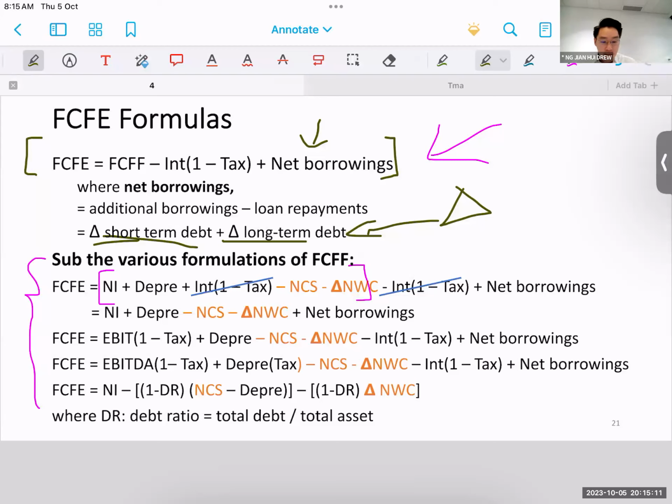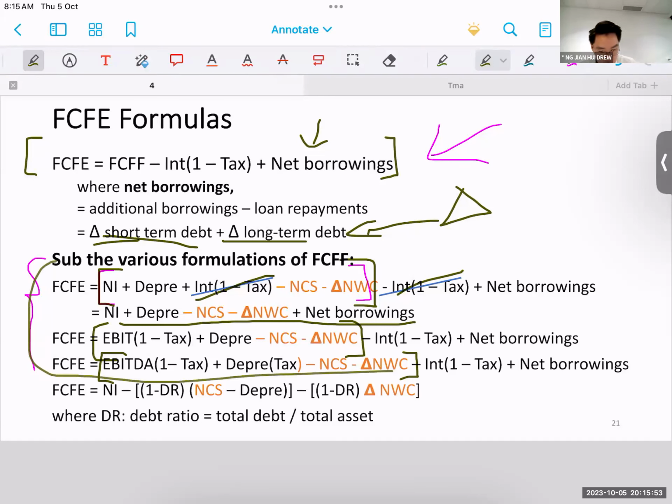Okay, so going back to this, this component is basically the FCFF. Once you plug in the FCFF formula, you can do some simplification, which is what I've shown here. You cancel, and therefore you get this formulation of your FCFE. The same thing with this FCFF formula; this one you can't simplify, so it's fine. Your EBIT, this is also your FCFF formula, and that's fine, right? So what we have covered is this portion here.